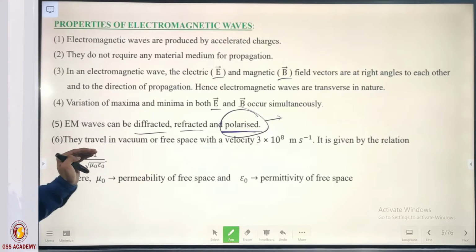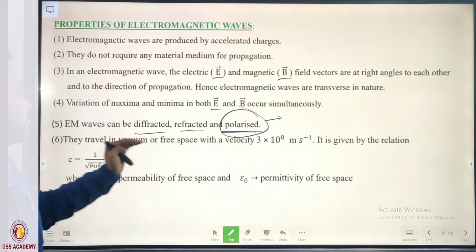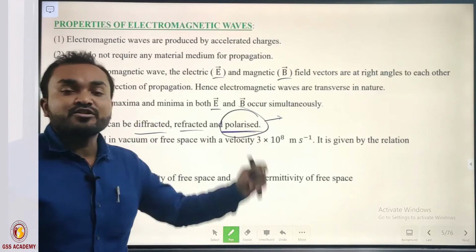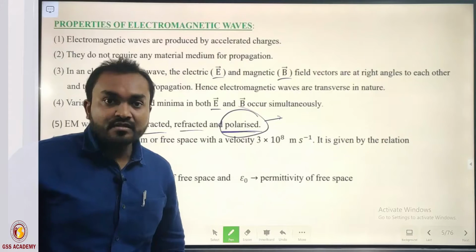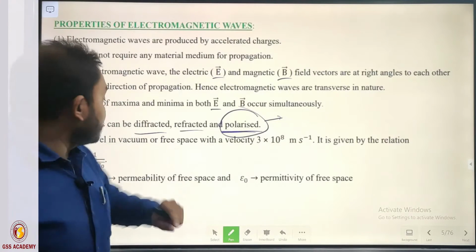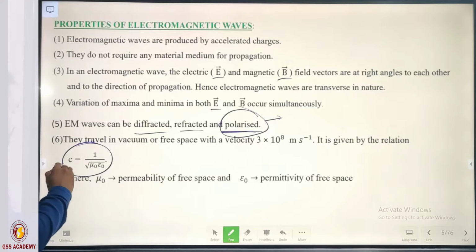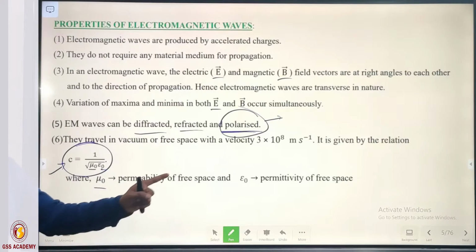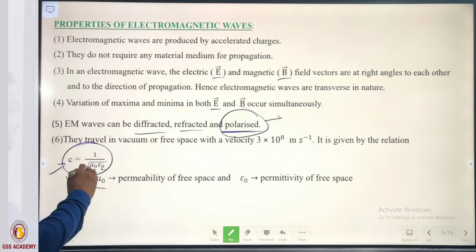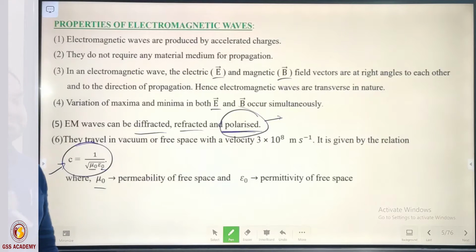The sixth property is they travel in vacuum or free space with a velocity 3 into 10 to the power 8 meter per second, and it is given by this relation. C is your velocity, and mu 0 and epsilon 0: mu 0 is the permeability of free space and epsilon 0 is the permittivity of free space.